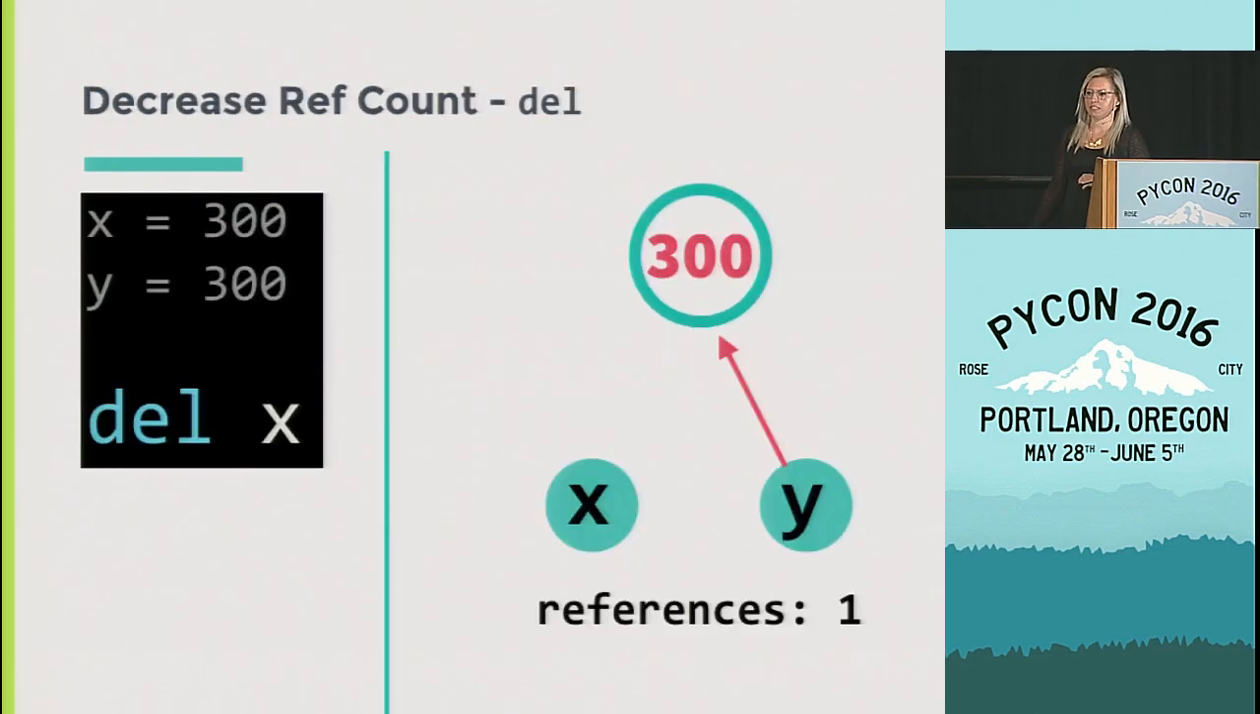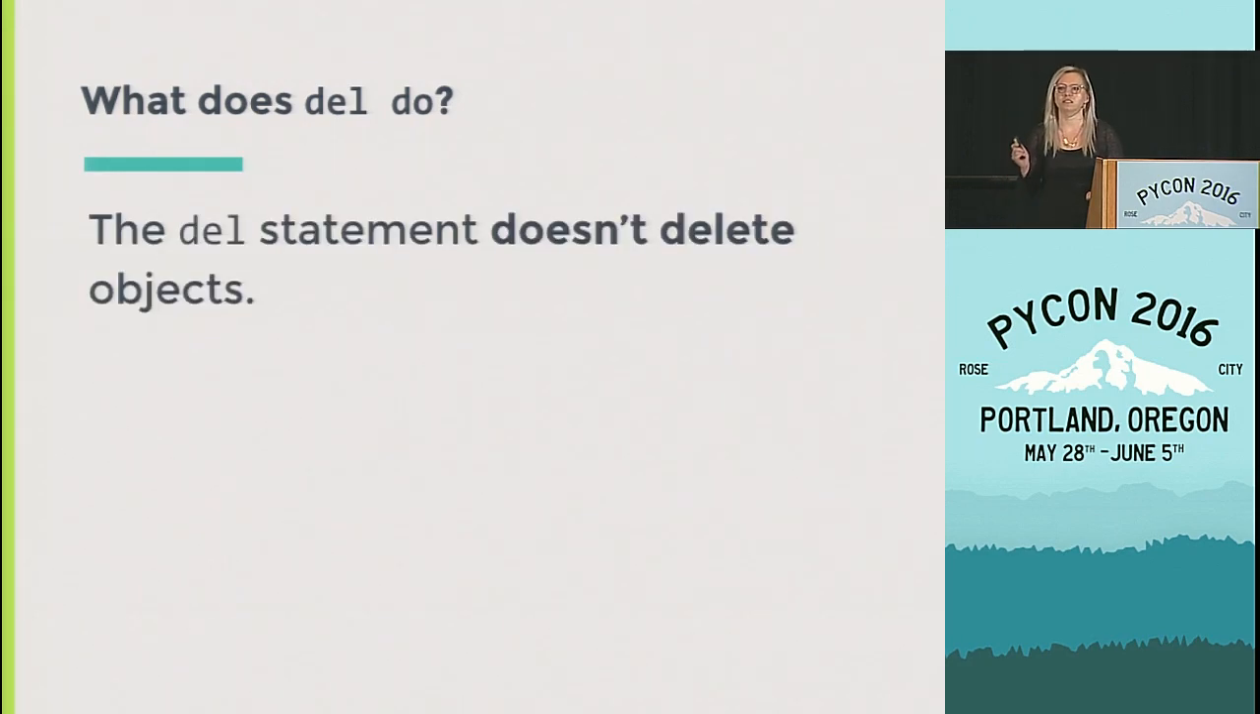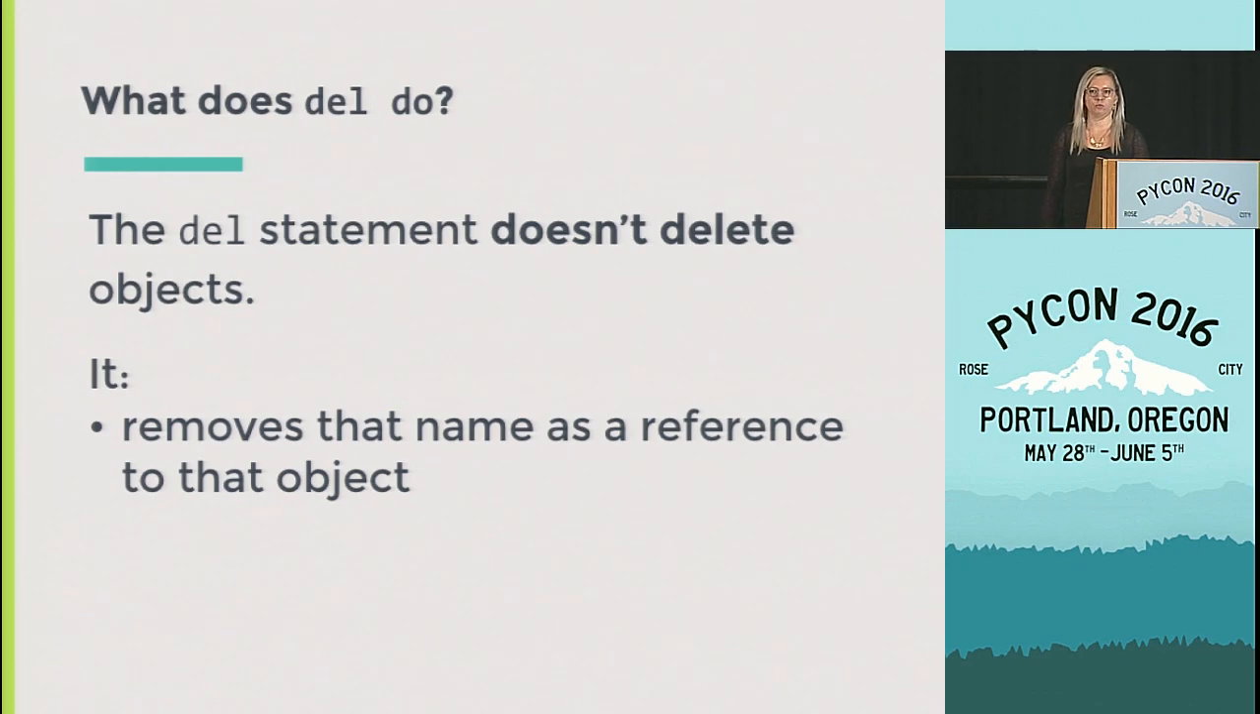How do we decrease the reference count? One way is using the del statement. So in this example, we removed the reference from x to 300. Now we have the one from y. What exactly does the del statement do? Well, it does not delete objects. It instead will remove that name as a reference to that object. And what does that do? Reduces the reference count by 1.